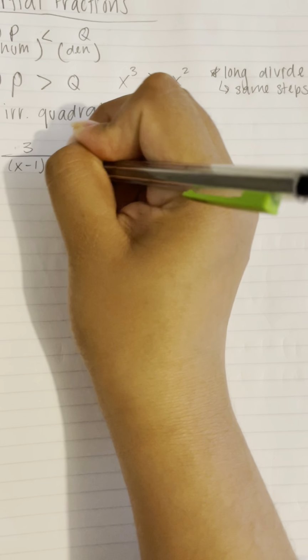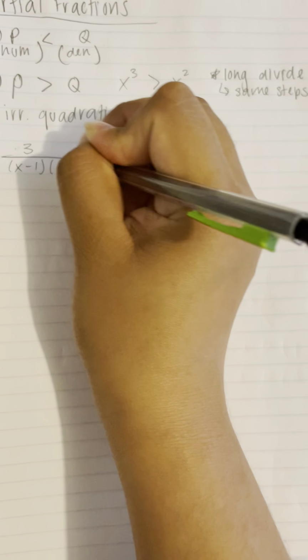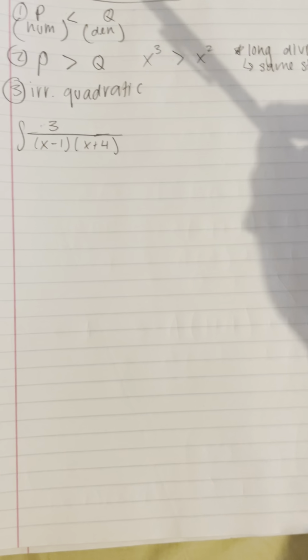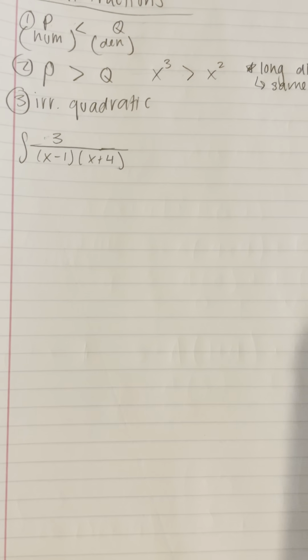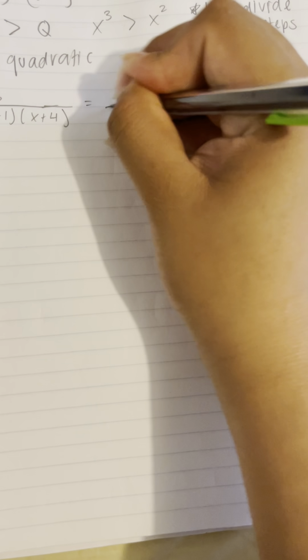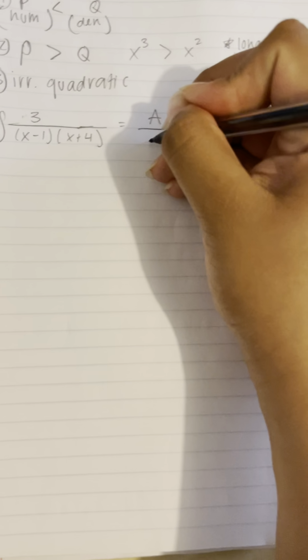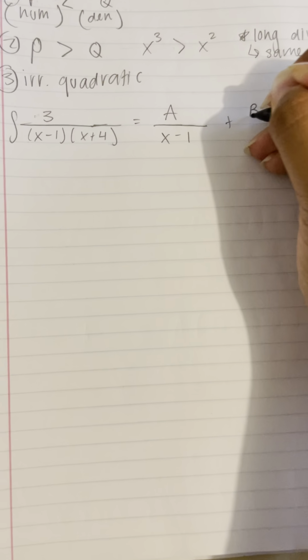The denominator is x minus 1 times x plus 4. Right now you see how the degree of the numerator is less than the degree of the denominator, because the denominator is x squared, and the top doesn't have any x. So for this one, you will have a over the first factored part plus b over the second factored part.